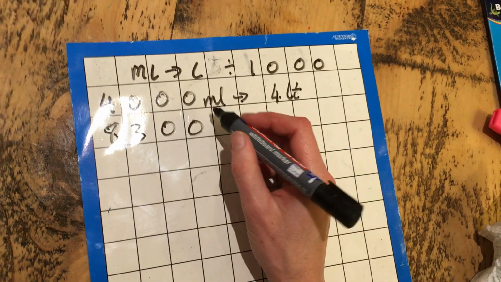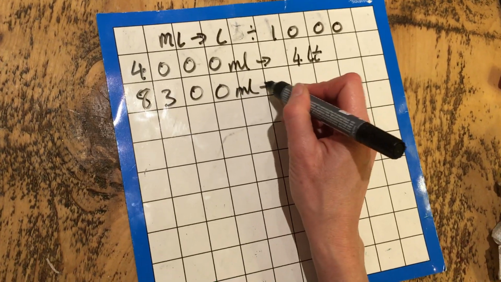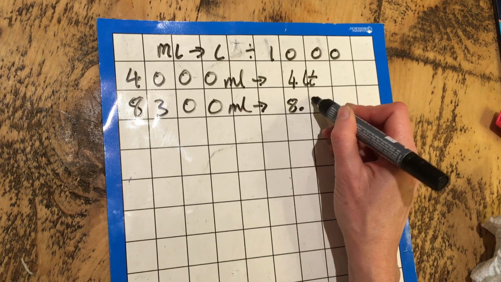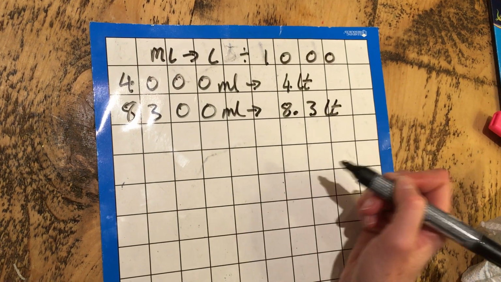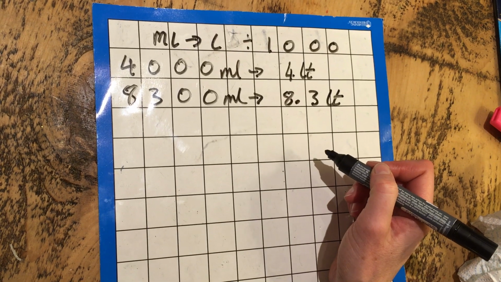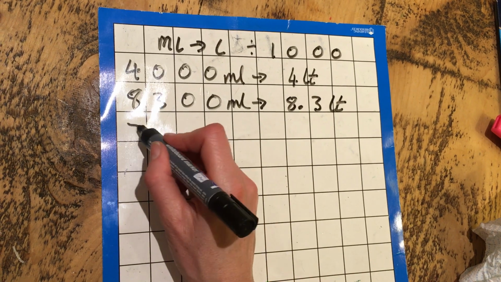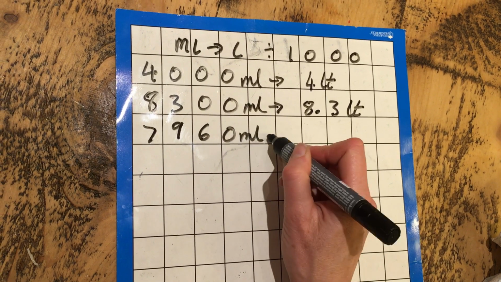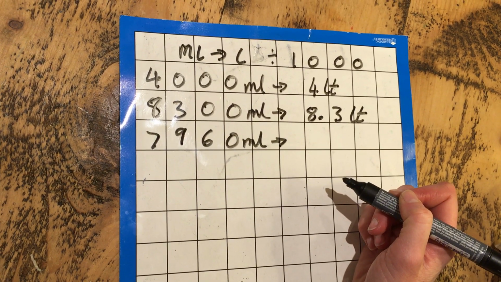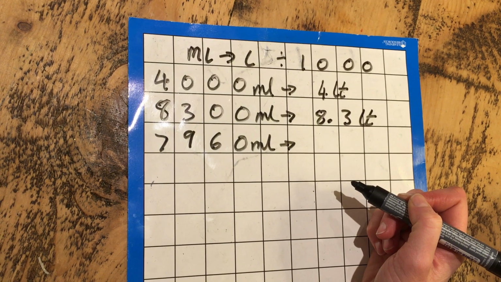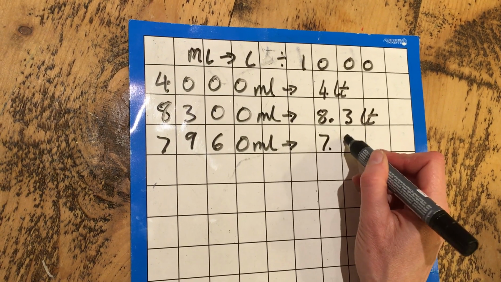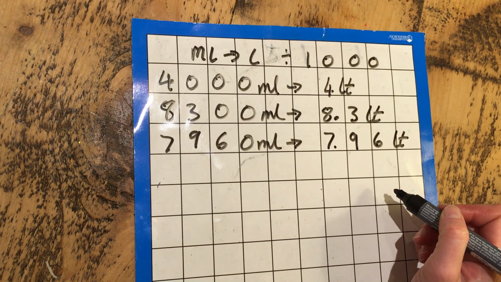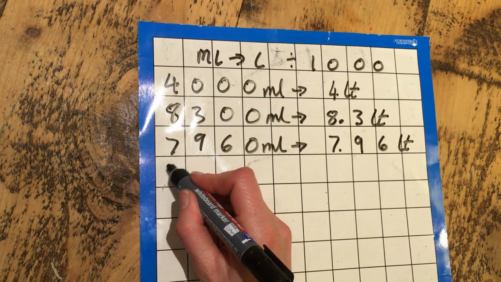8,300 millilitres, 8.3 litres. 7,960 millilitres, 7.96 litres. Think carefully about the last one.